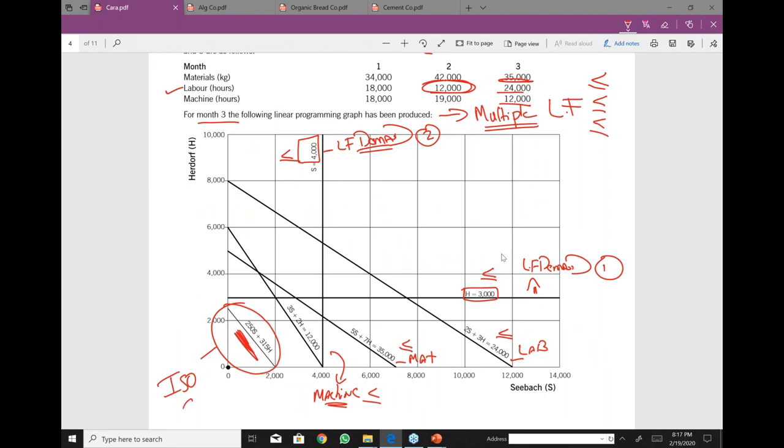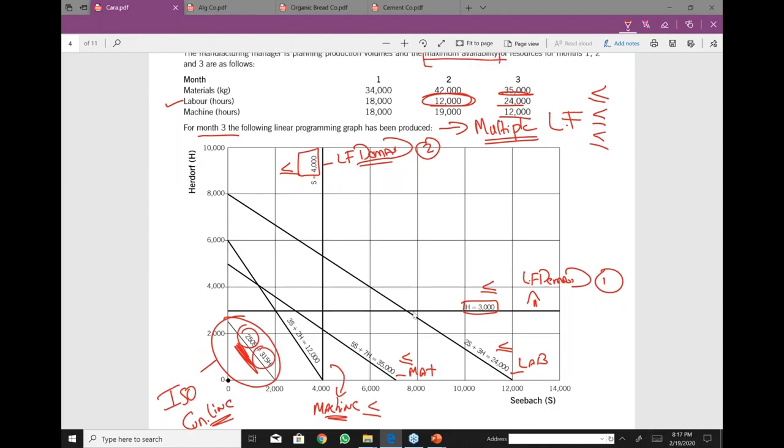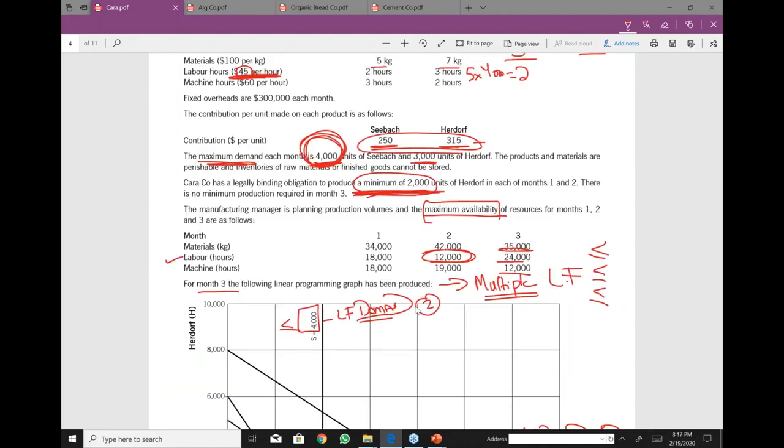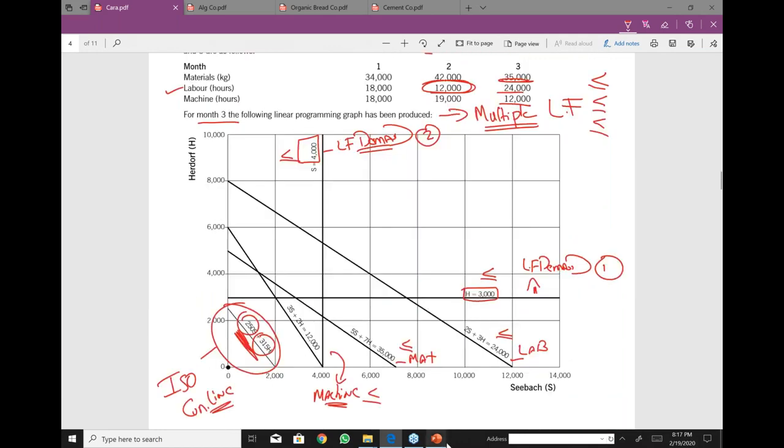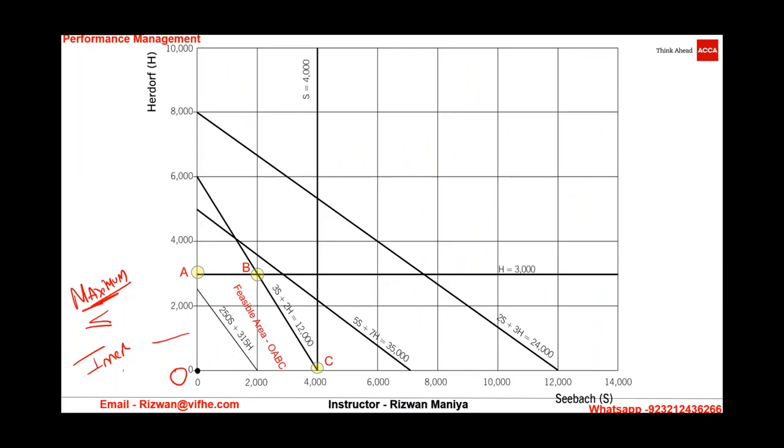Okay, so this is the ISO contribution line, which is already given to you. And how I figured it out was by looking at the figures here. These are the contribution per units which are given to me above as well. So these are the ISO contribution line. Now let's see how to find out the answer through the ISO contribution line.